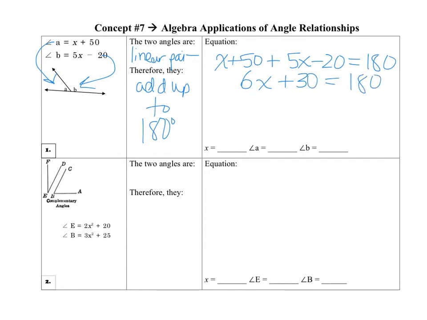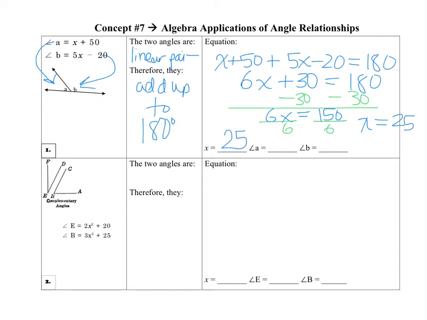Then we're going to isolate x, so I'm going to subtract 30 from both sides. And finally, we're going to divide by 6. So we get x equals 25. So we put that down here. And if x is 25, now we're going to take 25 and plug it back into these expressions to find out what A and B are.